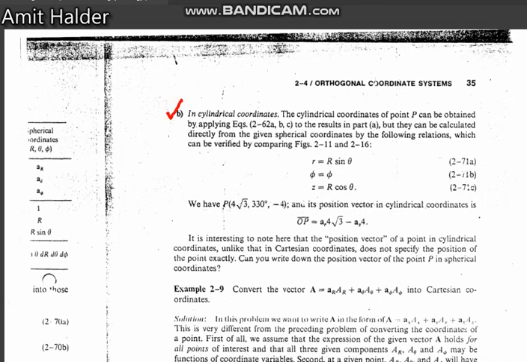In the cylindrical coordinate system, r is equal to r sine theta, phi is equal to phi, and z is equal to r cos theta. You just have to put the values in: 8 sine 120 degrees gives 4 root 3. Phi is equal to 330 degrees. And z is r cos theta, that means 8 cos 120 degrees, which gives minus 4. And its position vector in the cylindrical coordinate system will be OP equal to 4 root 3 AR, minus 4 AZ.